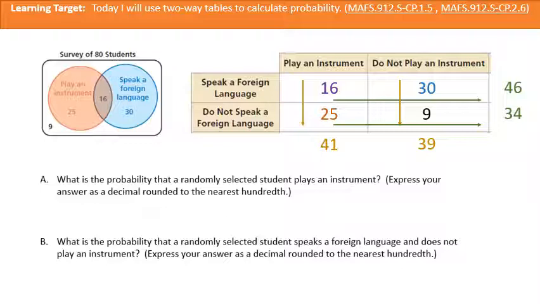Okay, and then remember they told me how many people there were total? 80. So if I add these numbers together, I should get 80.